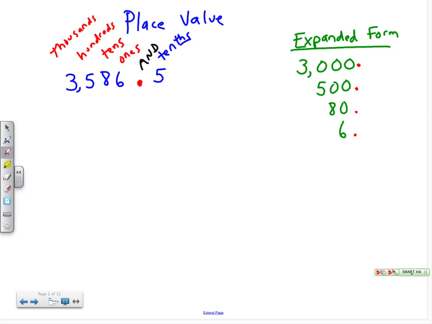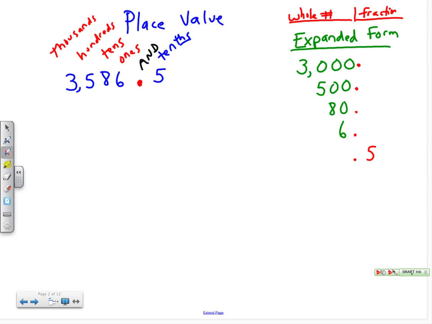To add my 5 tenths, my 5 is on the right side of the decimal point. So remember, the left side was whole numbers, and the right side of the decimal is decimal numbers. They're also fractions.